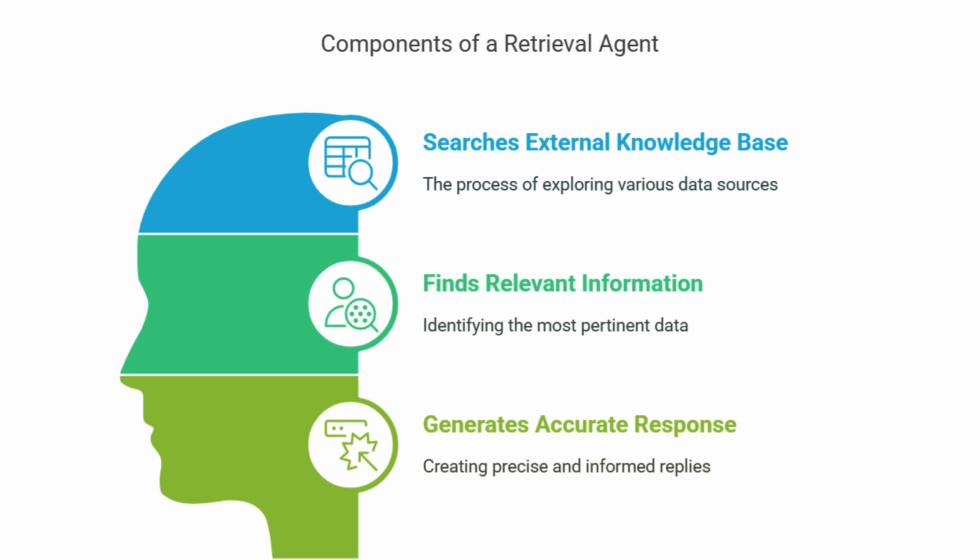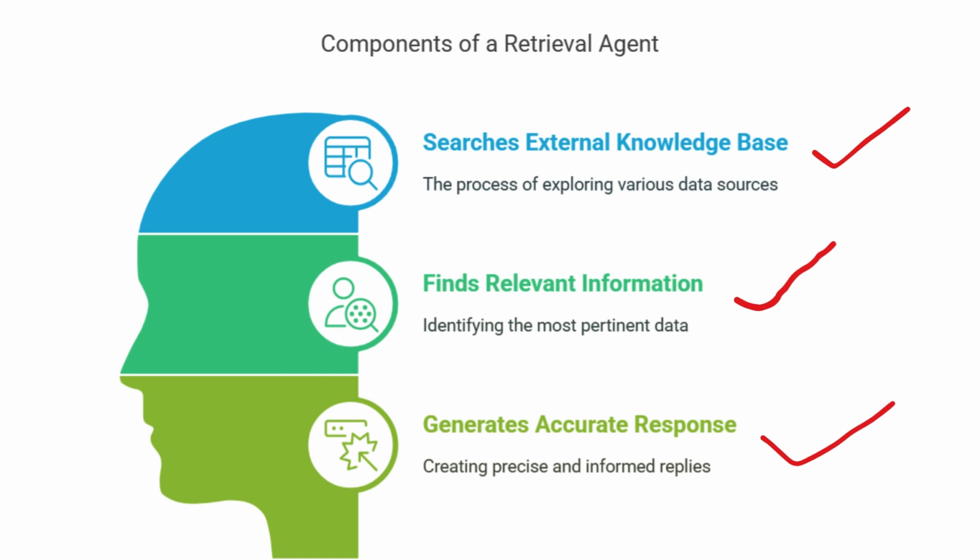A retrieval agent is an AI system that searches an external knowledge base, such as documents, databases, or APIs, and finds the most relevant information based on the query, and uses that information to generate a more accurate response. Instead of relying only on its training data, the agent can retrieve fresh, relevant information and incorporate it into its answer. For example, a research assistant AI.